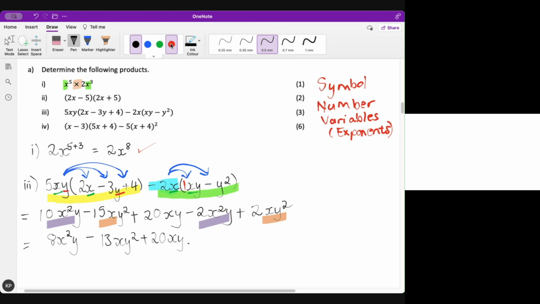Okay, this is only worth 3 marks. That means they're marking the actual terms. So the 8x squared y gets a mark. The negative 13xy squared gets a mark. And finally, your 20xy gets a mark. Can we get a thumbs up, thumbs down on this one?